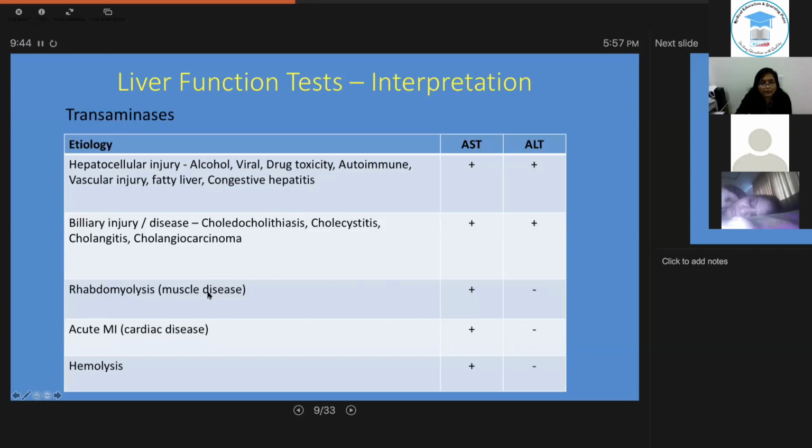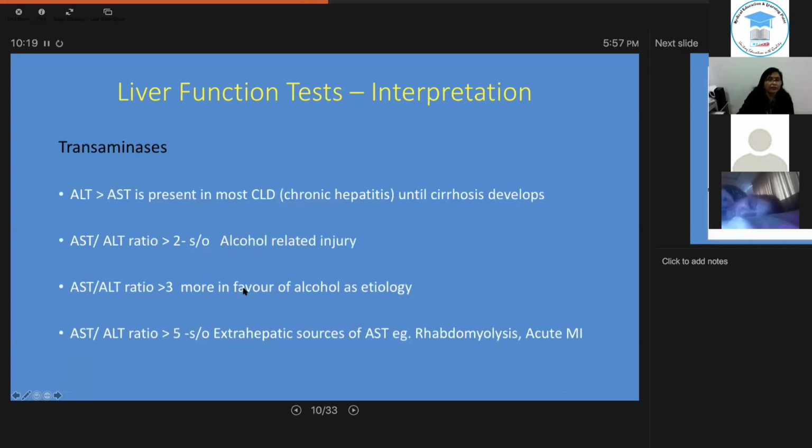In rhabdomyolysis or muscle disorders, acute MI, as well as hemolysis, we have a rise of AST, but ALT remains normal. So this is a differentiating feature. By seeing the AST and ALT, if we have ALT level in thousands, we can say this is liver injury. And if we have AST level in thousands with normal ALT, that means we should look for some extrahepatic cause for the rise in transaminases.